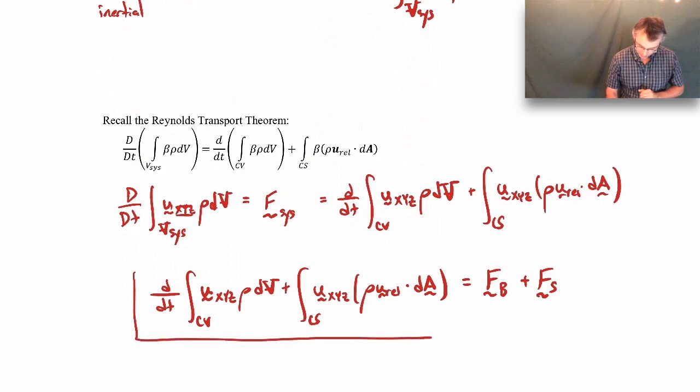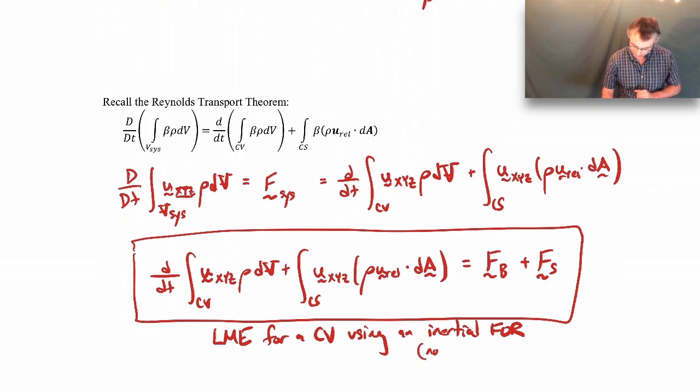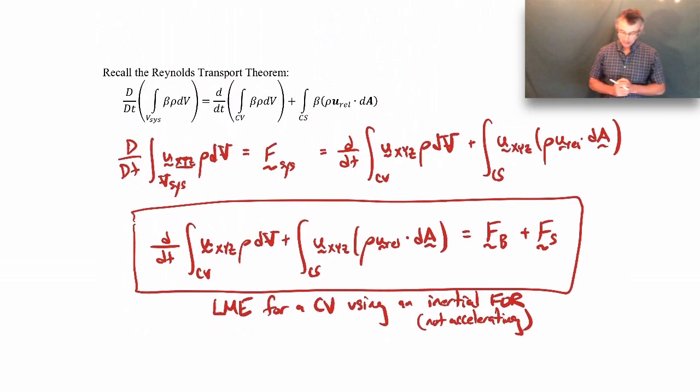Let me go ahead and box it in because this is our final form of the equation. This is the linear momentum equation, LME, for a control volume using an inertial frame of reference. Again, inertial frame of reference just means not accelerating, like a non-accelerating control volume, or coordinate system, sorry. All right, let me explain what each of the terms represents in that equation.